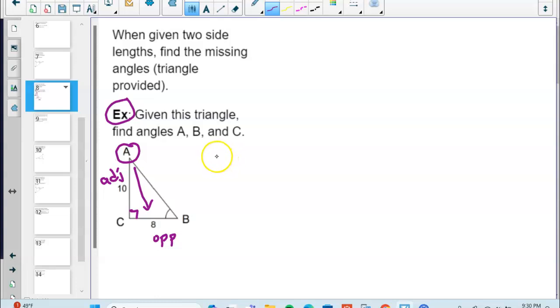So in order to find angle A, I'm going to need to use the tangent function because that's the one that uses the opposite and the adjacent. TOA. Remember, tangent is opposite over adjacent. So I will write down tangent of A equals 8 over 10. Do not need to worry about reducing that fraction.